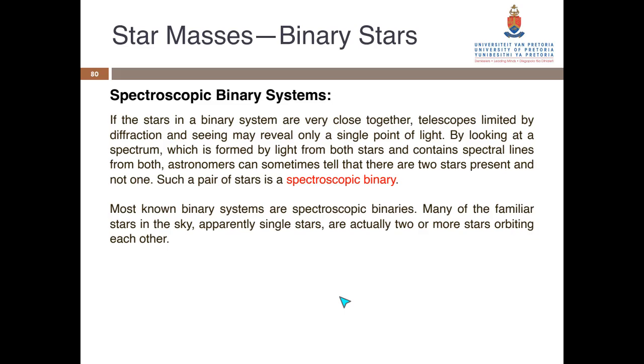By looking at a spectrum, which is formed by light from both stars and contains spectral lines from both, astronomers can sometimes tell that there are two stars present and not one, and such a pair of stars is a spectroscopic binary. Most known binary systems are spectroscopic binaries, and many of the familiar stars in the sky, apparently single stars, are actually two or more stars orbiting one another.